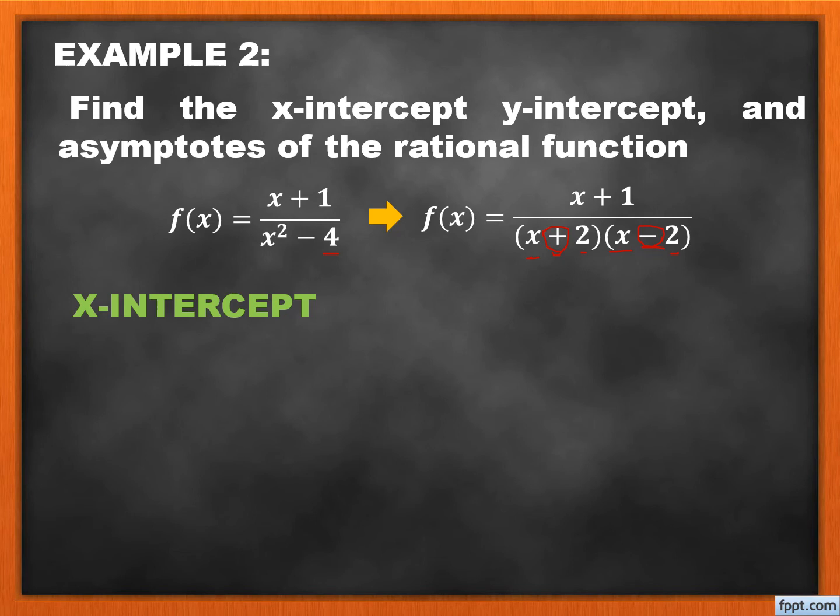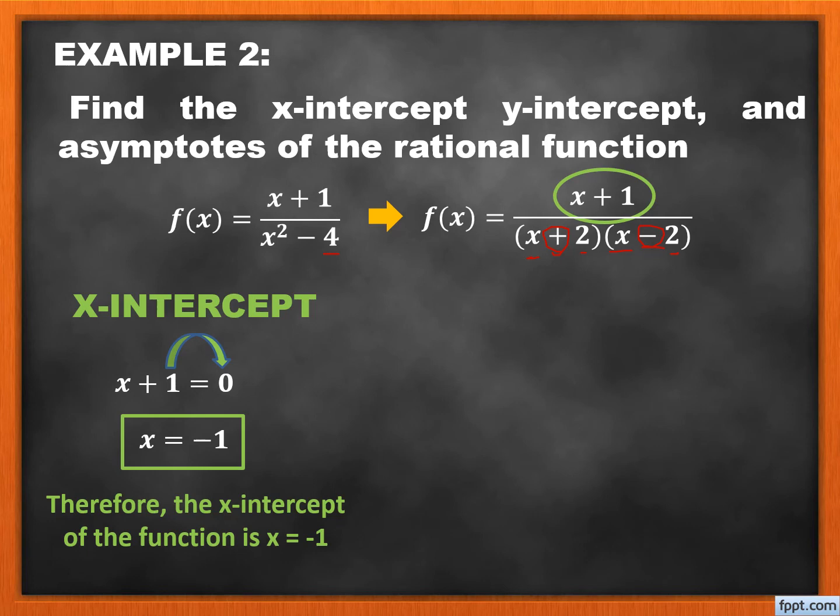Let's have x-intercept. So, again, paano natin makukuha ang x-intercept? Get the numerator. So, since our numerator is x plus 1, and wala naman siyang kamukha sa denominator, equate it to 0. X plus 1 equals 0. Then, we transpose positive 1. It will become negative 1. So, therefore, x equals negative 1. Therefore, the x-intercept of the rational function is x equals negative 1.